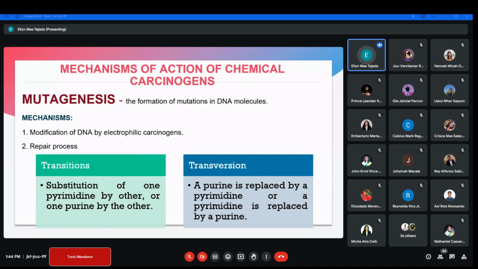You have in here that these mutations can occur in two categories, either transitions or transversions. Under transition, there is a substitution of one pyrimidine by another, or, for example, one purine is substituted by another purine. So, if you can still remember, what are the types of pyrimidine?